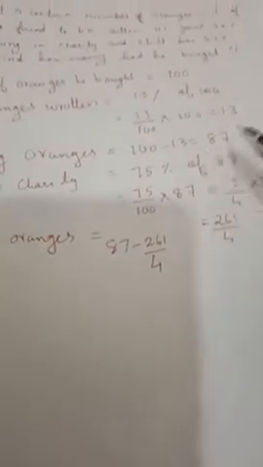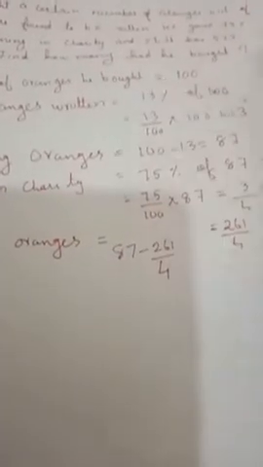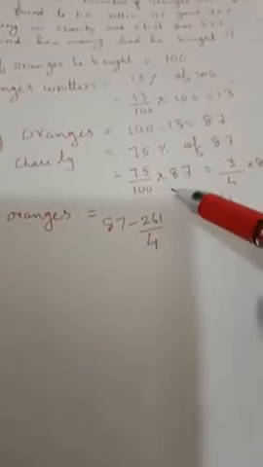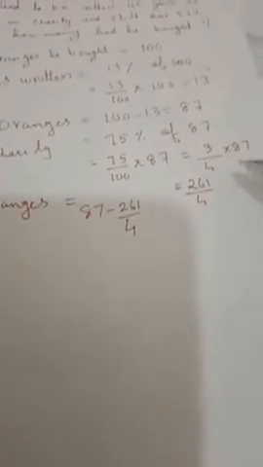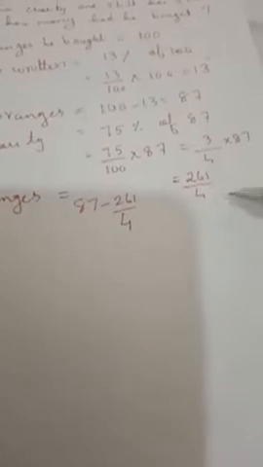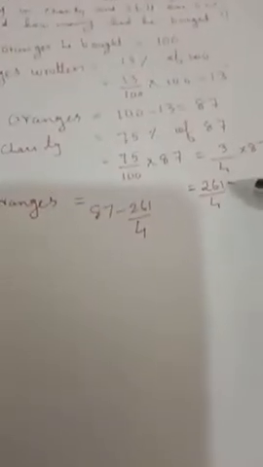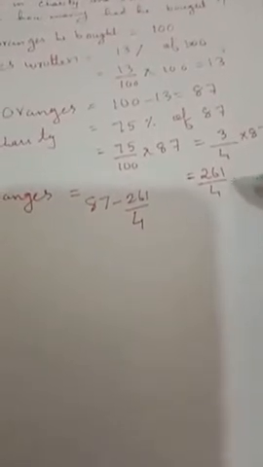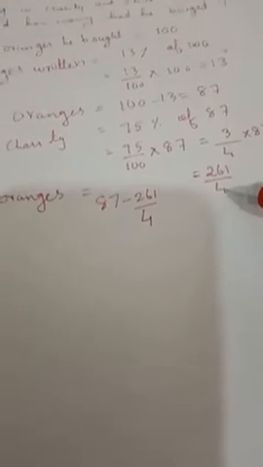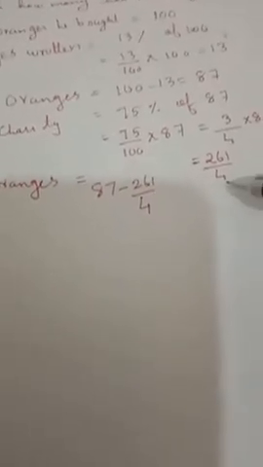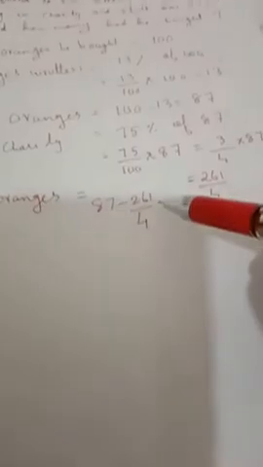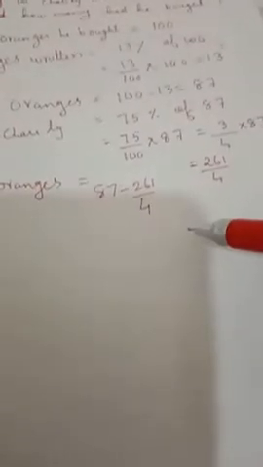Only 87 oranges are left there after throwing rotten oranges. 87 is there. From this 87, 75% are given to charity. So 75% of 87 is 261 by 4. 261 by 4 oranges were given to charity. Then how many oranges are left? 87 minus 261 by 4.